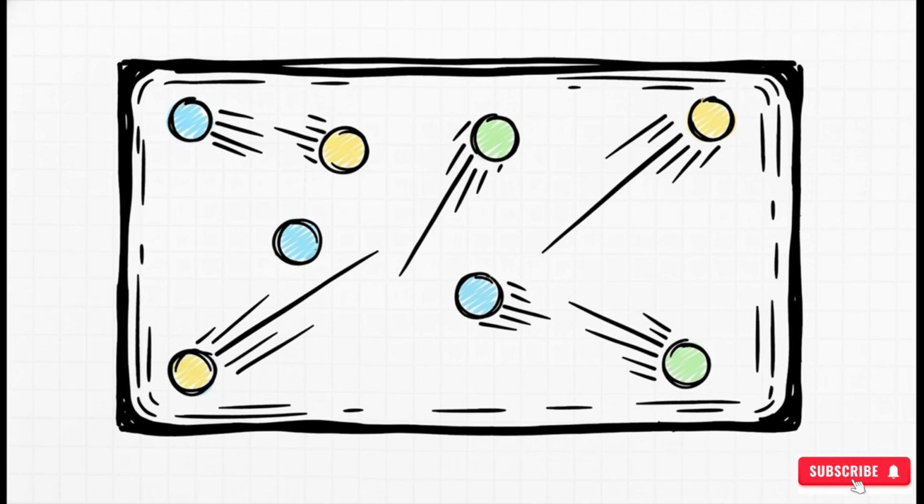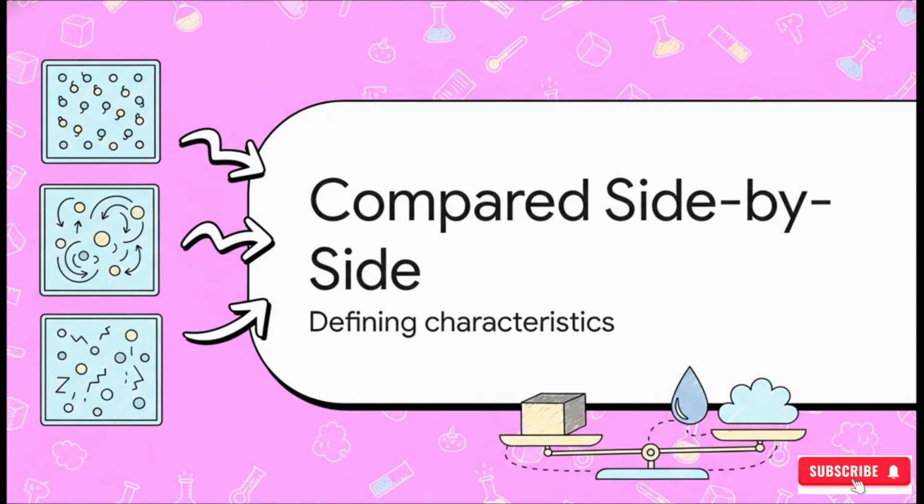The particles have a ton of energy. They're super far apart, zipping around at high speeds and bouncing off each other and anything else in their way. And that's why a gas will always expand to fill any container you put it in, no matter how big. Okay, that classroom analogy should give you a really clear picture of what's happening at the particle level.